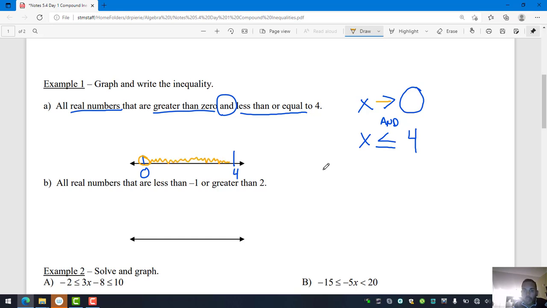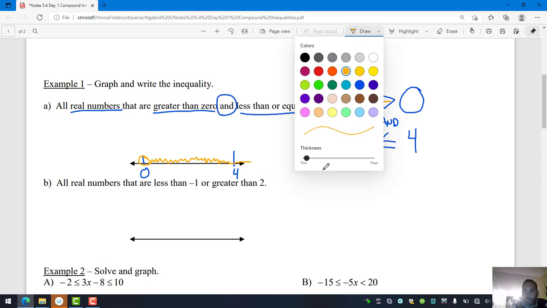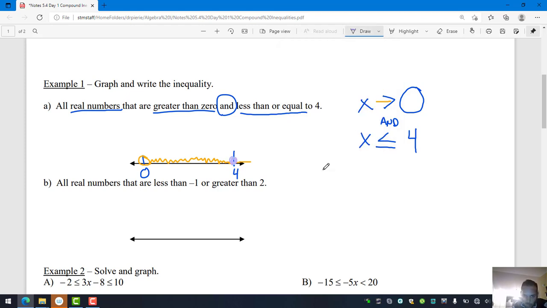Okay, but what we notice on the other side is that whatever this number is, it also has to be less than or equal to 4. Okay, that's a completely different statement. But let's try to graph it on the same grid. If my interval needs to be less than or equal to 4, I'm going to have a closed circle at 4.